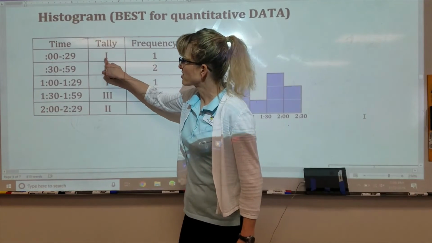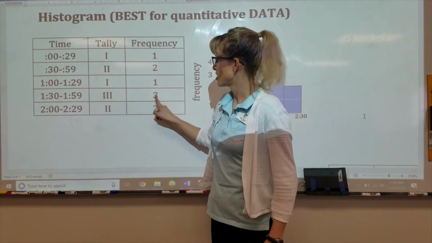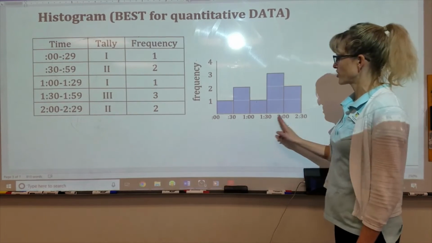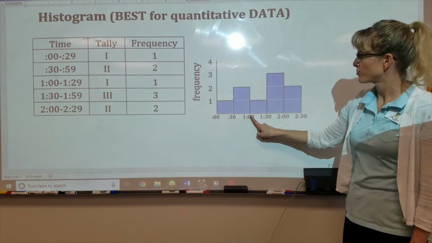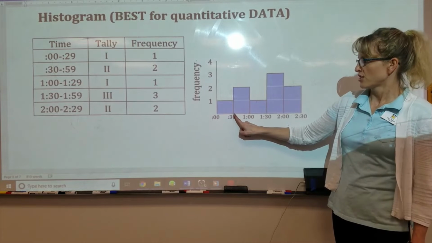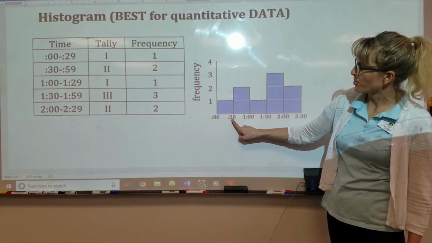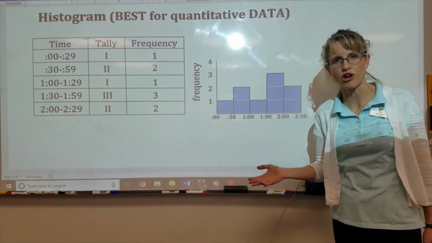So there was one student that had this much time spent, two students, one student, three students, and two students, and this is what their histogram would look like. The number of students here, the number of minutes here, you can see the one student would come up to this bar. The two students that happened between 30 minutes and 1 hour would be shown here, and so forth. So this is a histogram.